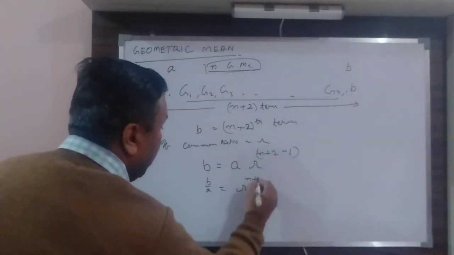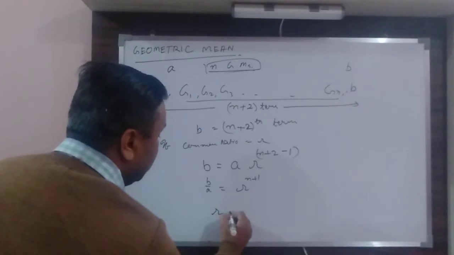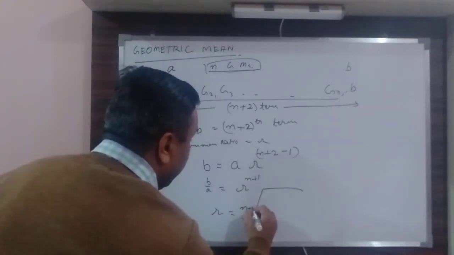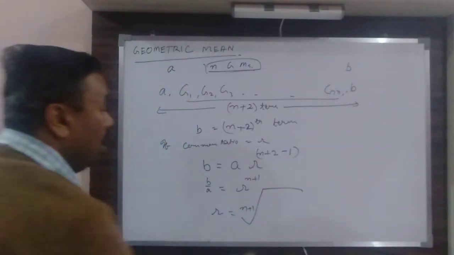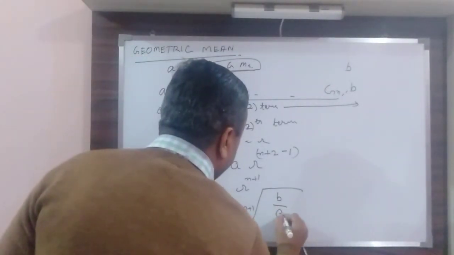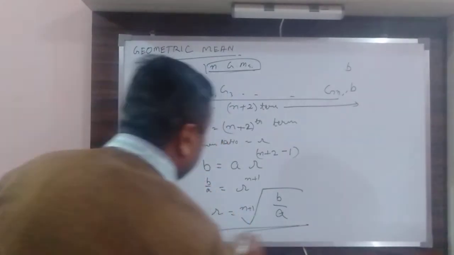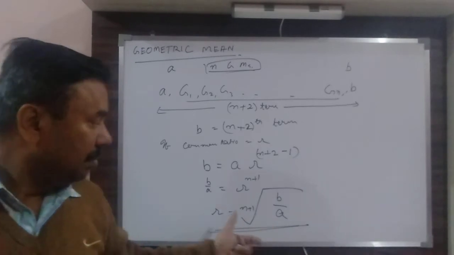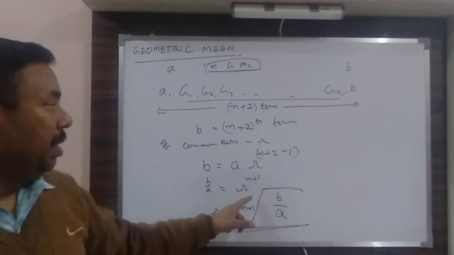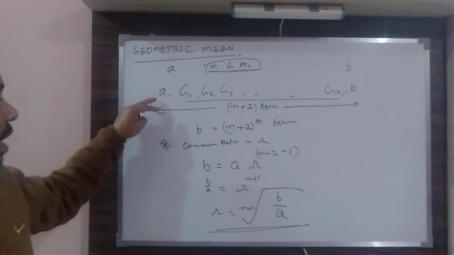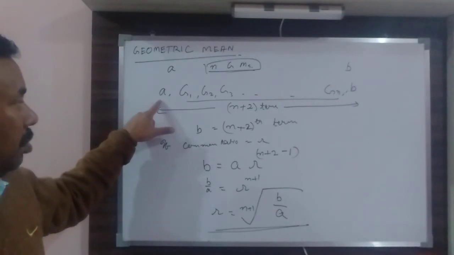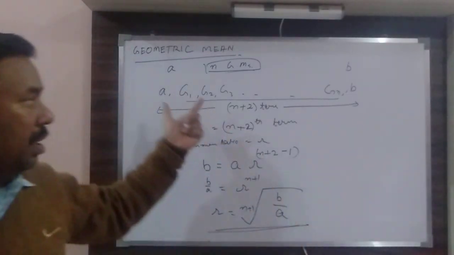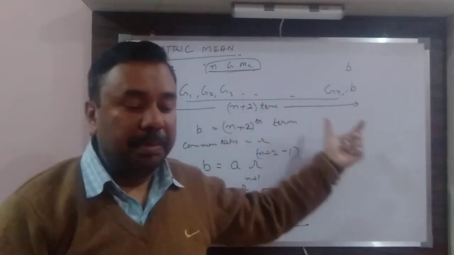Or I can say R is the n plus 1th root of B over A. So this will give you the value of R, and the value of A you know. Just keep on multiplying A with this number and you will get all the geometric means.